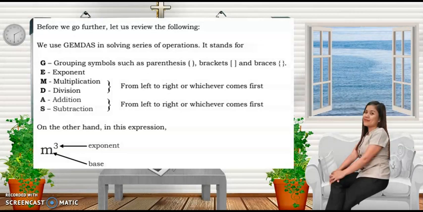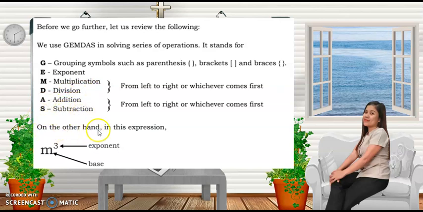Before we go further, let us review the following. We use GEMDAS in solving a series of operations. It stands for G, grouping symbols such as parentheses, brackets, and braces. E stands for exponent, M for multiplication, D for division, A for addition, and S for subtraction.